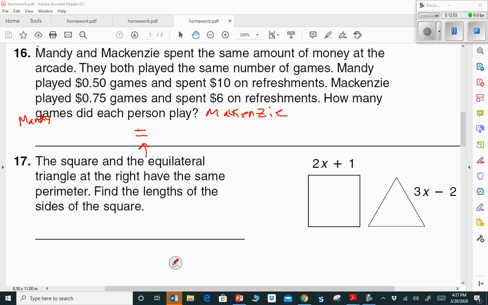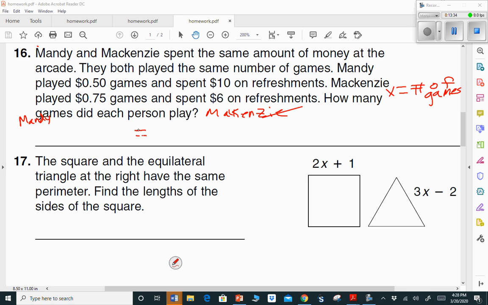They both played the same number of games, and Mandy played 50-cent games and spent $10 on refreshments. Mackenzie played 75-cent games and spent $6 on refreshments. How many games did each person play? How many games? When it says how many, that means X. So the number of games is X. It's always good to define your variable. X equals the number of games.